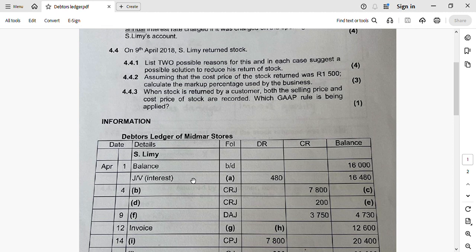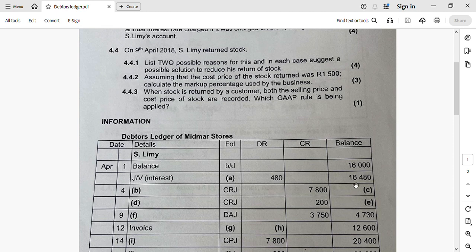A is journal voucher interest. We charge interest on debtors here, and that gets done in the general journal. So A will be GJ. B, CRJ, the account is decreasing, so therefore a debtor would have paid you back. So the source document for that would either be bank statement or receipt.